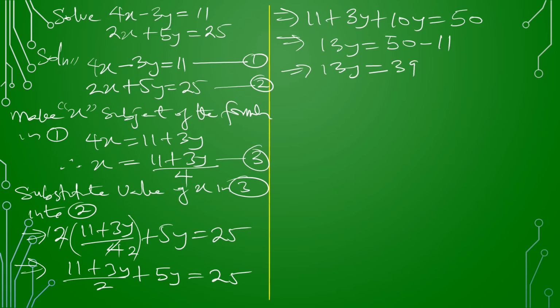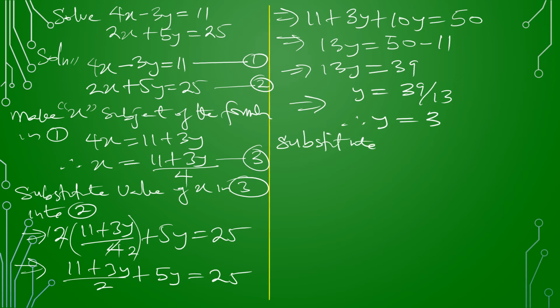Dividing both sides by 13, we have y is equal to 39 divided by 13, which makes our y equal to 3. Now substitute. Look at the word substitute, it is always appearing. Substitute the value of y equal to 3 into equation 3, so that we can have the value of x immediately.